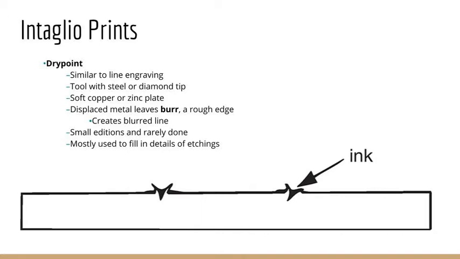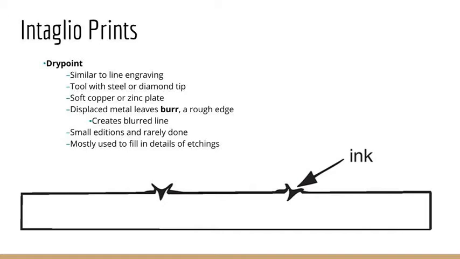So here is an example that incorporates etching, engraving, and dry point. In some of the areas where the lines are more hazy and blurred, that would be an example of dry point where they left all of those rough metal burrs on the surface of their matrix.